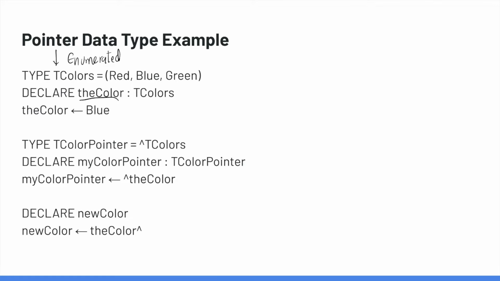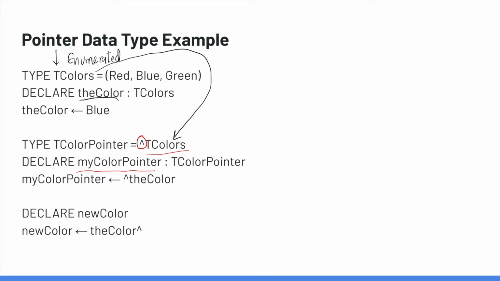So right here, we can only have addresses of variables of the tcolors data type. So we have our caret followed by the name of the data type. Then we're creating a pointer right here of tcolors pointer data type. So that means that in my color pointer, we can only hold addresses that refer to something of the tcolors data type.